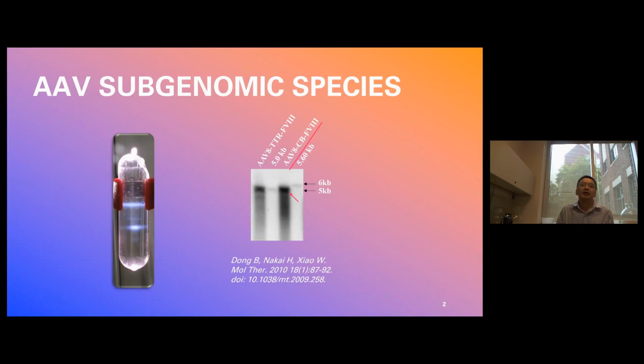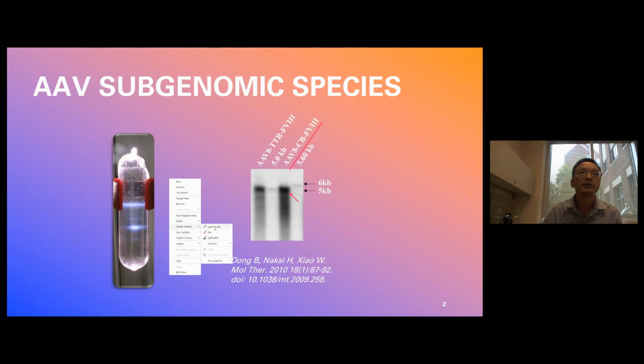Let's talk about AAV genome species in a vector prep. As you see here, when we do a vector preparation and run it on a gradient, we see the empty particles and the full particles. Even when we take the full particles, run them on a gel, and look at the genomes, we see a huge distribution of genomes from big to small. That shows we're not really getting a homogeneous population.